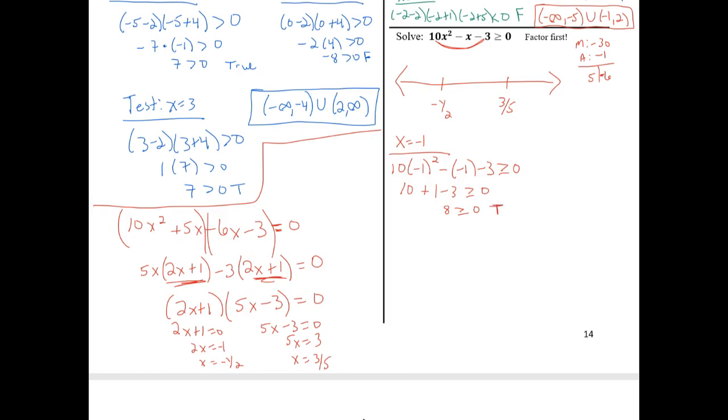So that means that everything left here is part of my solution set. And because I have this equal to bar, I'm going to include negative 1/2 in my solution set with a bracket or a closed point.